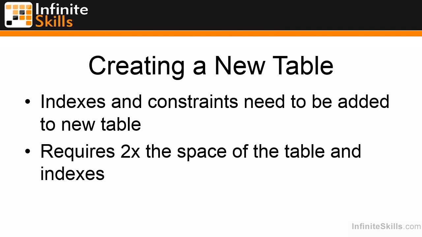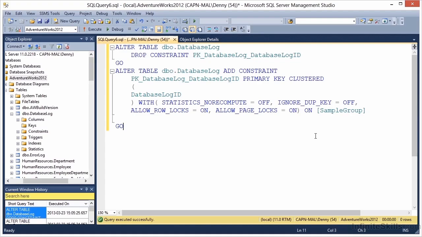So let's go ahead and look at a demonstration of how to actually move tables between file groups using the clustered index rebuild operation. As you can see, I've got the script pre-written so I don't have to type it out. It's a fairly simple script. We do an alter table for the dbo.databaselog table. We drop the constraint pk_databaselog_databaselogID. And then we do an alter table for that table, adding the constraint with the same name, creating it as the primary key clustered, specifying the database log ID as the column we want to use, specifying no statistics recomputing, ignoring duplicate keys is turned off, row locks on, page locks are on, because those are the defaults that we had when we created the table.